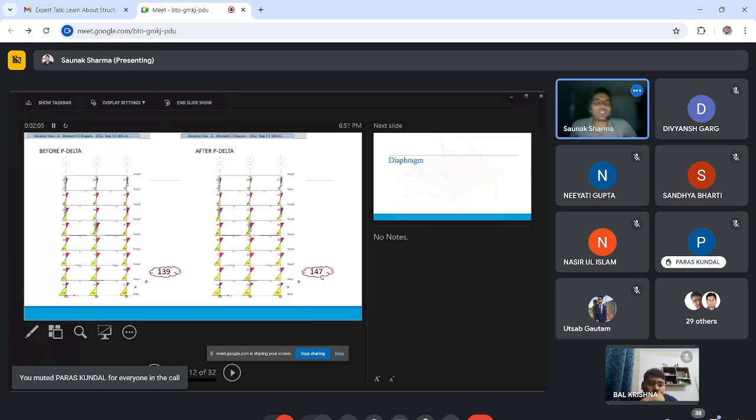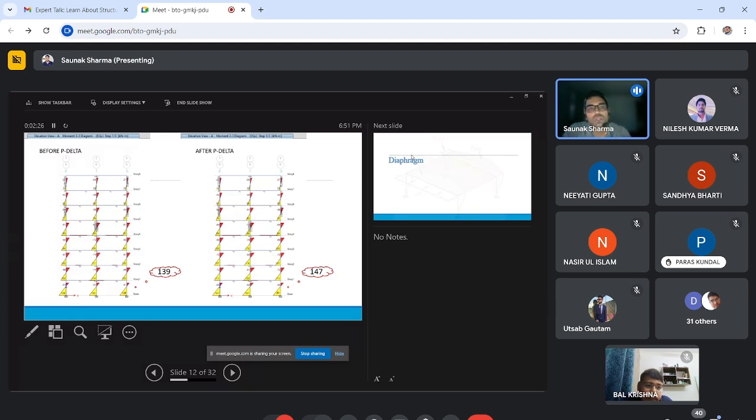Now there will be one question: up to which building we need not consider P delta analysis, and after which we need to consider P delta analysis. Generally, the Indian code does not speak about this parameter, but when we go to the Euro or AISC code, they give a stability index. We need to calculate that stability index. When that factor exceeds the limit, then we need to consider P delta. Otherwise, we don't need to consider P delta.